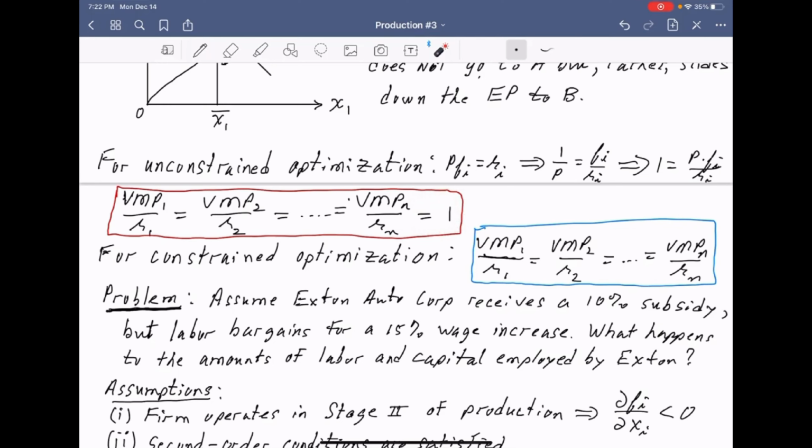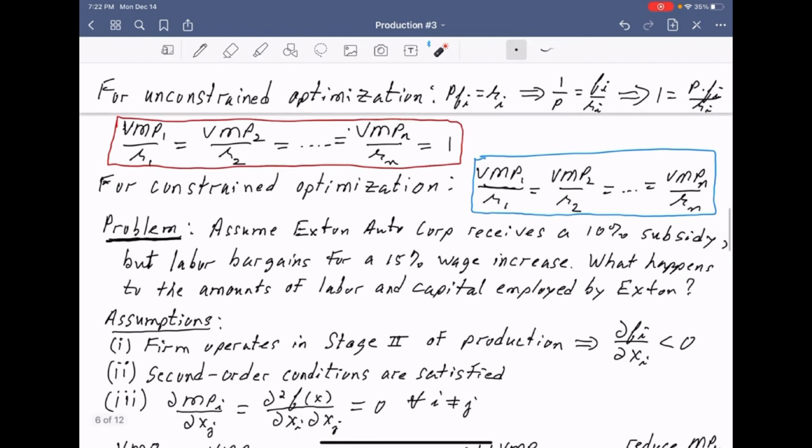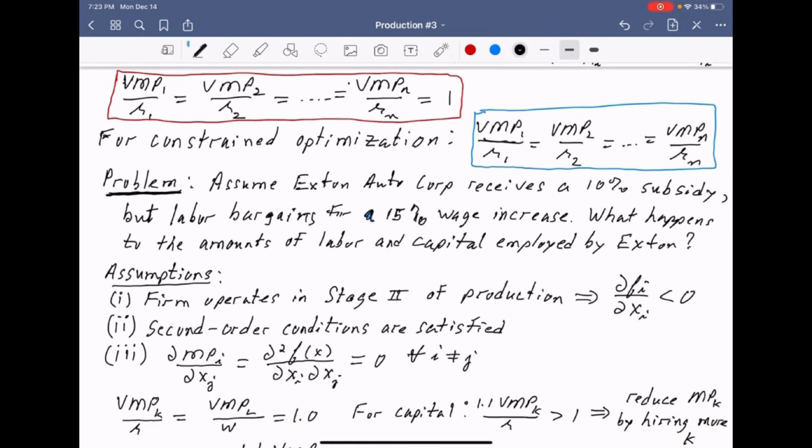So given this, we can look at a particular problem. Let's look at a particular problem here. Let's assume that Exton Auto Corp receives a 10% subsidy, maybe due to COVID. But labor bargains for a 15% wage increase. What happens to the amounts of labor and capital that Exton Corporation is going to employ?